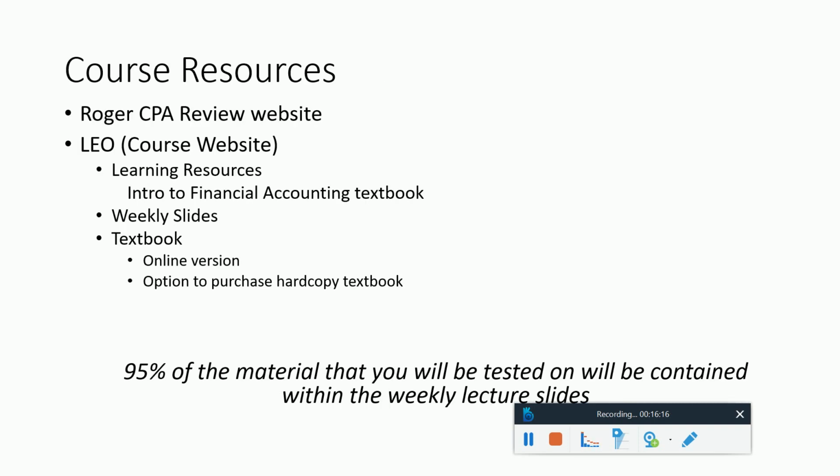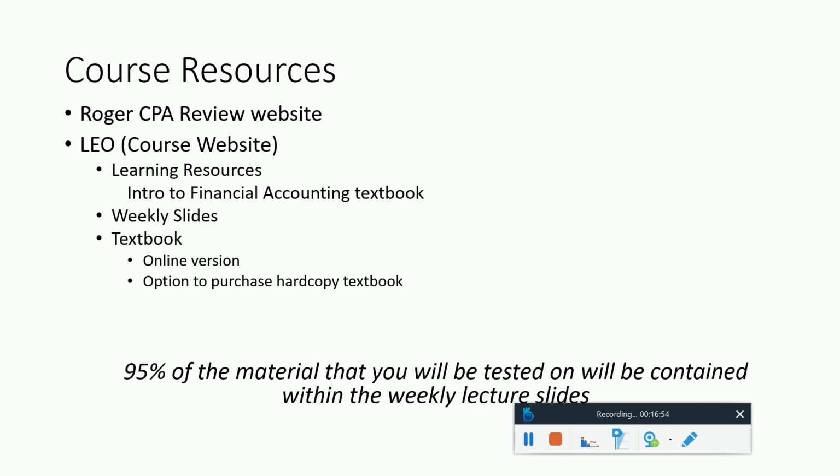And then lastly, in terms of course resources, there are a multitude of course resources that are available for you. First and foremost is the Roger CPA Review website, and that is where you can see materials. You can see sample questions. The Leo course website also has a lot of information. There is an Introduction to Financial Accounting textbook that is available to you.